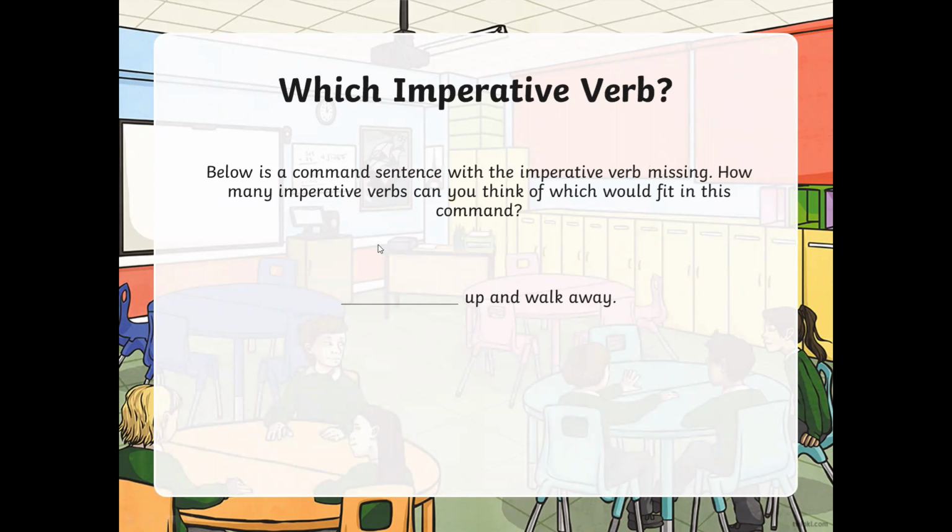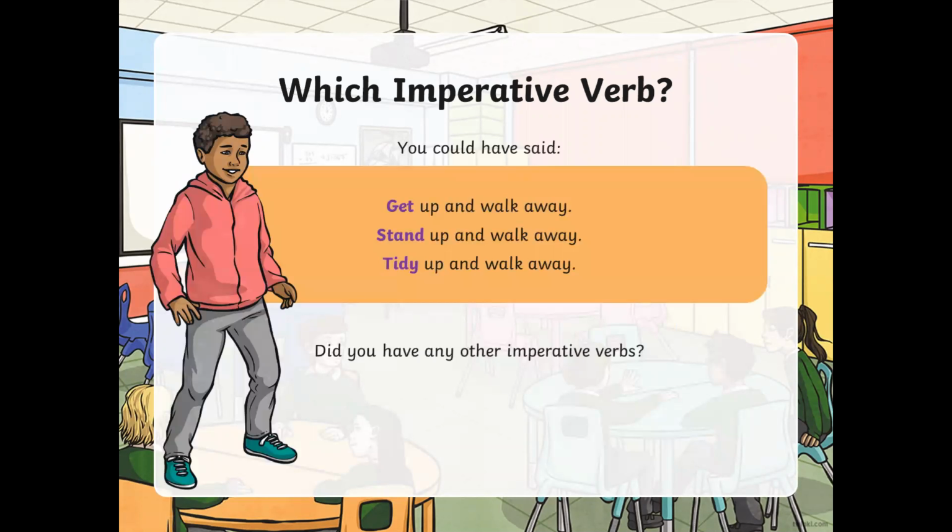Let's have a little practice, children. Here we have a command, but there is no imperative verb at the beginning. Can you think of an imperative verb which would fit into the sentence? Something up and walk away. What imperative verb can you think of? Some lovely examples there. Well done, children. We could have said get up and walk away, stand up and walk away, tidy up and walk away. And I'm sure you have thought of many other examples.